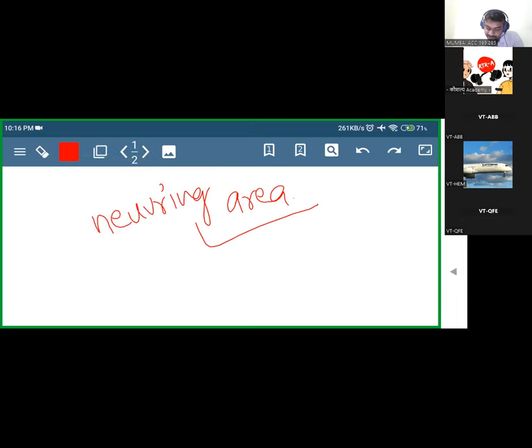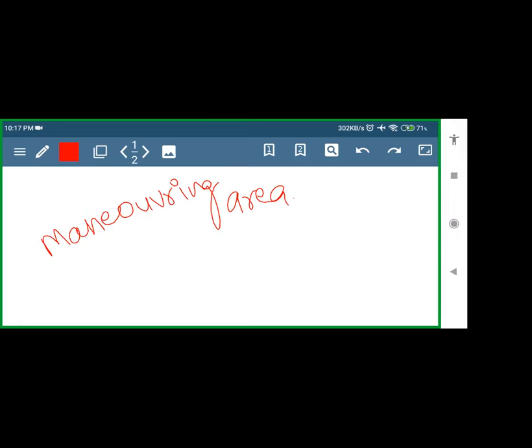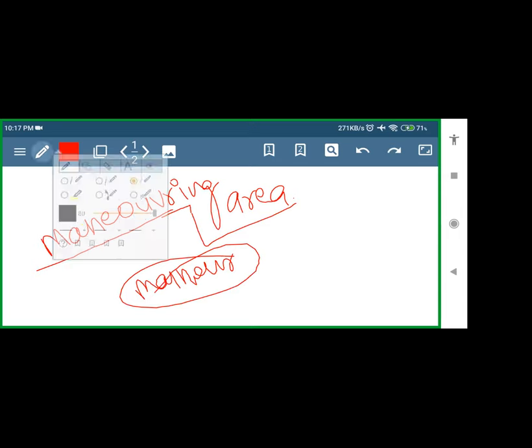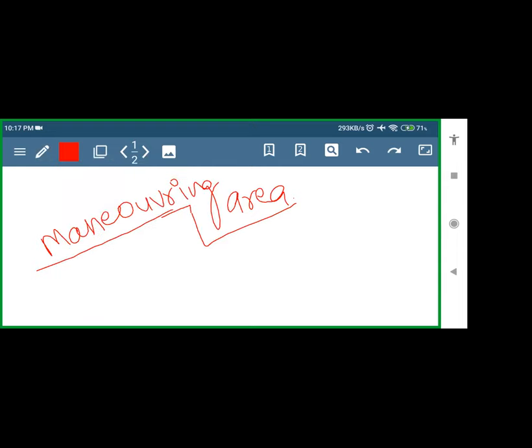Correction in the spelling of maneuvering. Everyone, please correct it. It should be maneuvering area. What does maneuvering really mean? It means where aircraft can maneuver. And what does aircraft maneuvering actually mean? Aircraft maneuvering means the change in path that aircraft can make by the use of its flight controls. This is the real meaning of maneuvering in case of aircraft.